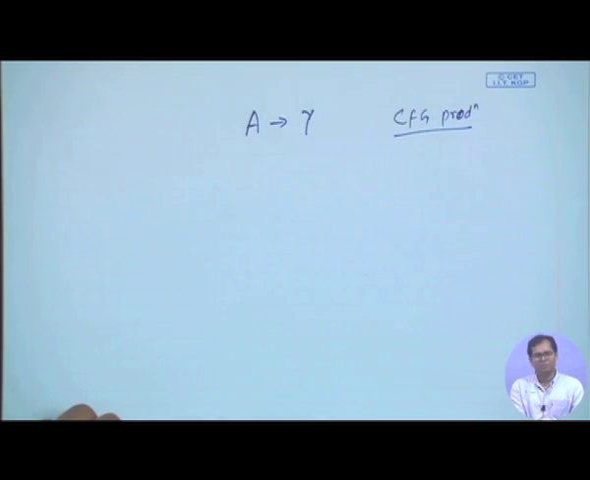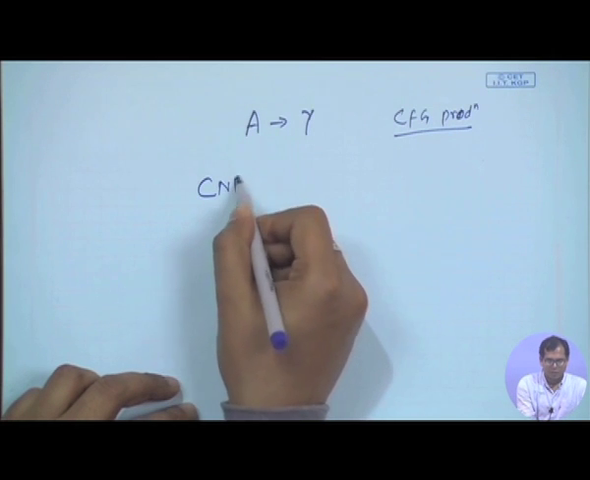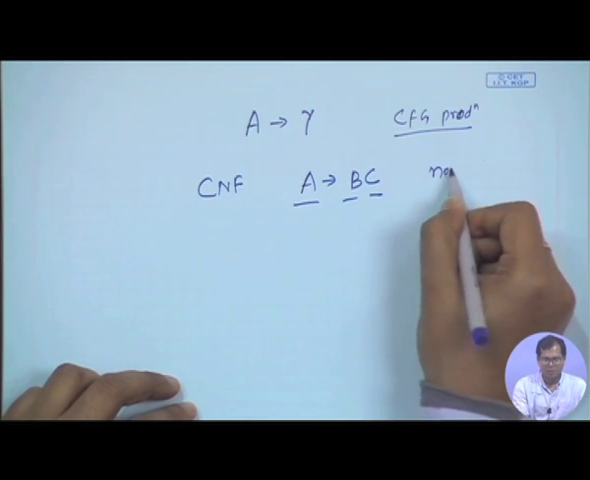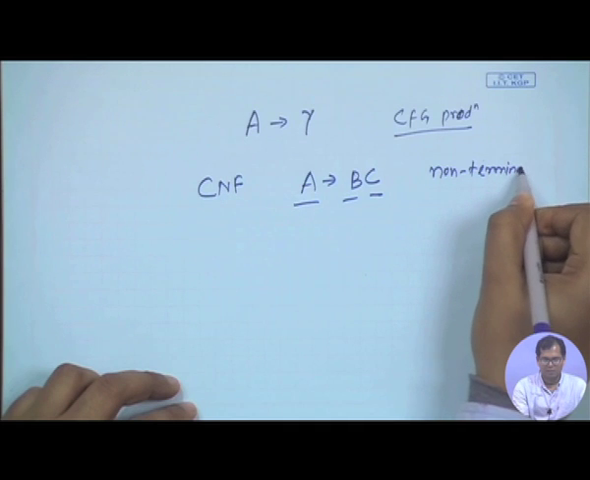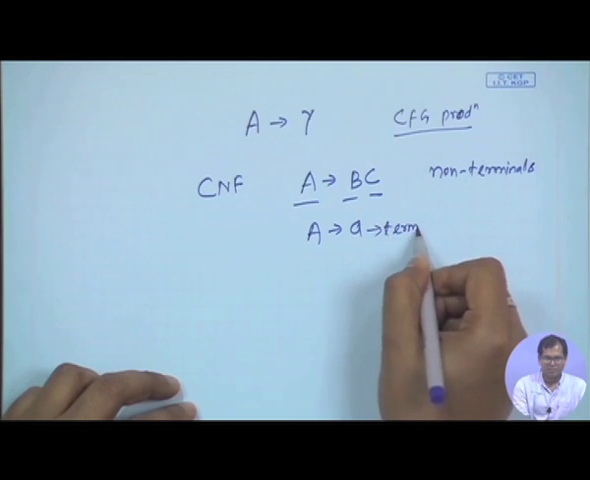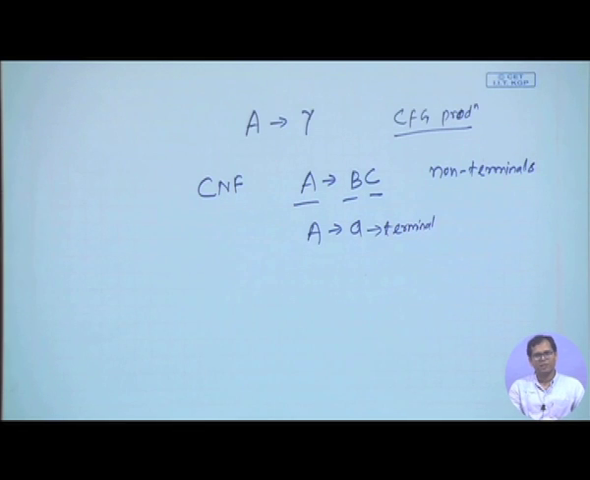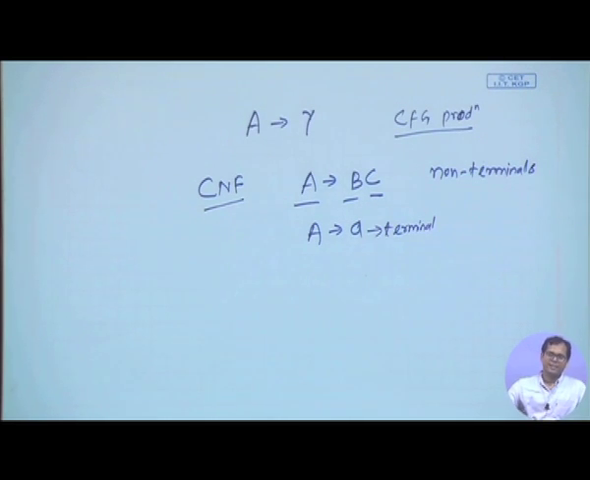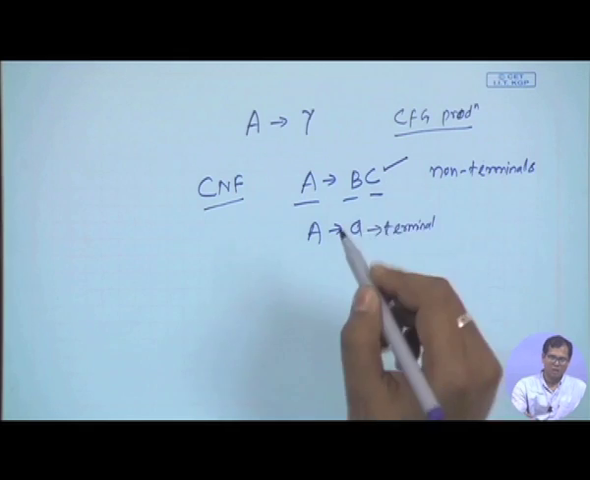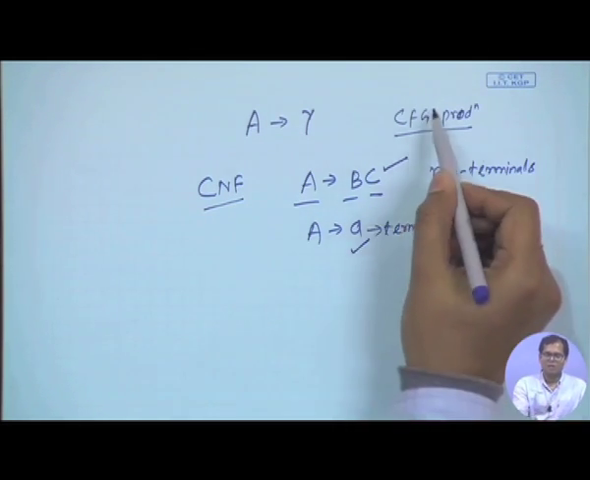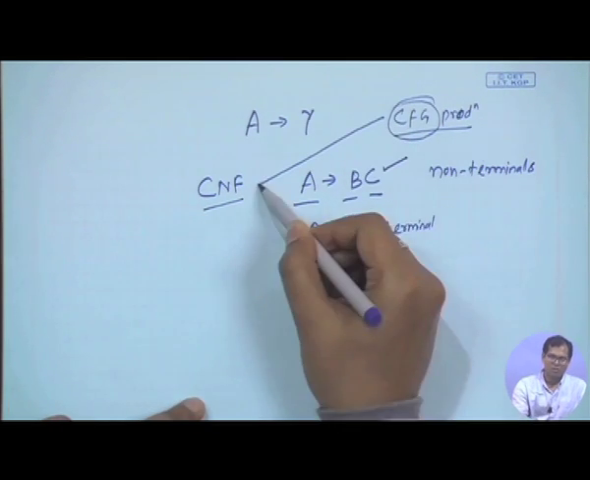So what happens in the case of Chomsky normal form? The rules are constrained to be of these 2 forms. A goes to B, C, all these are non-terminals, or A goes to small a. Small a is a terminal. So the left hand side is always the same, it is only 1 non-terminal. In Chomsky normal form, you put some constraints on the right hand side. So it can have either only 2 non-terminals or only 1 terminal. So to apply the CKY algorithm, I must convert my grammar in any generic context-free grammar form to Chomsky normal form.